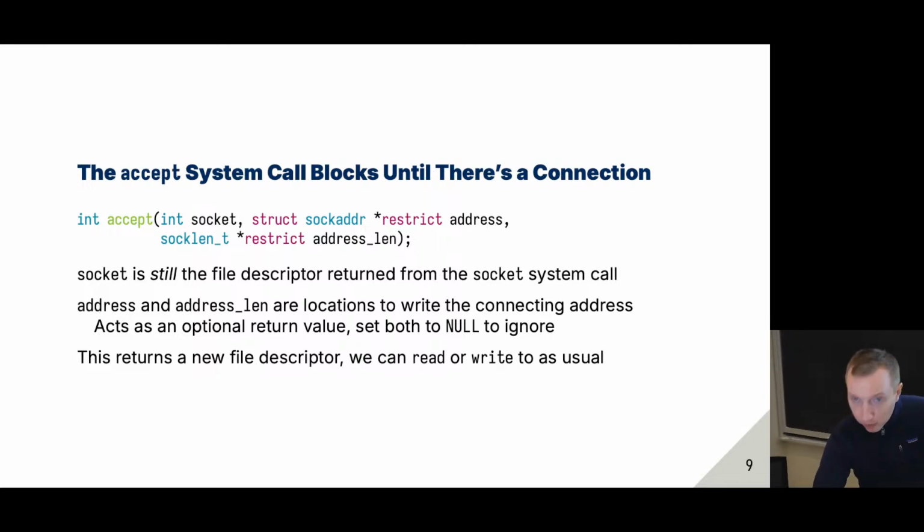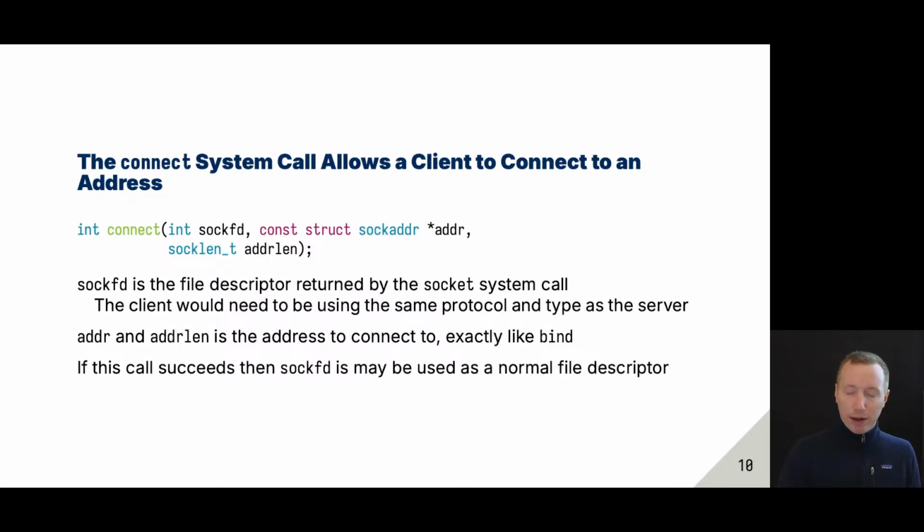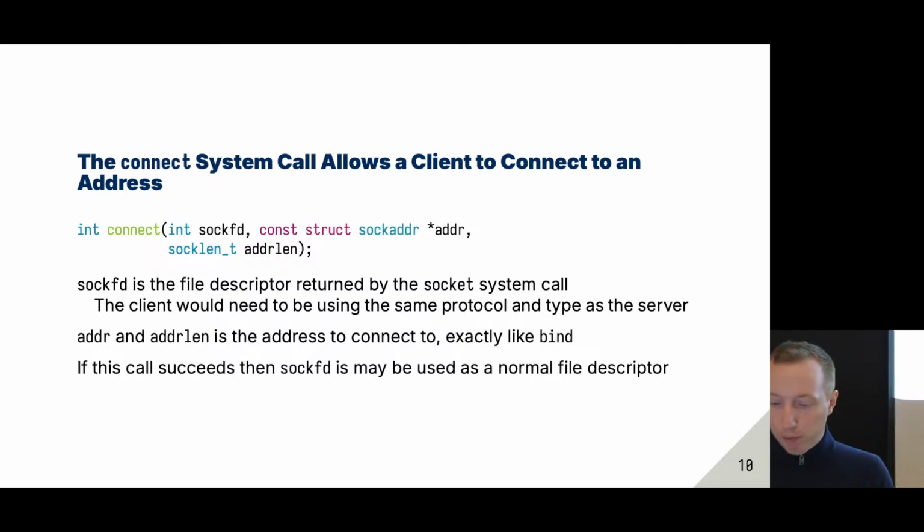And yeah, we'll see an example later, but first, let's see the last system call we need in the client. The connect system call allows the client to connect to an address. It looks exactly like bind, except this is for the client to connect to some server that is actually accepting connections. It gets the socket file descriptor as the first argument, and then that same structure as before. The socket file descriptor, again, is a file descriptor returned from the socket system call, and everything needs to agree. So the client needs to use the same protocol and type as the server, and the address to connect to looks exactly like bind, and they have to agree with each other: you have to connect to the same address the server is listening to in order to form a connection.